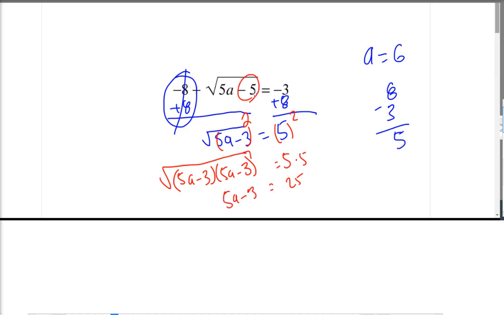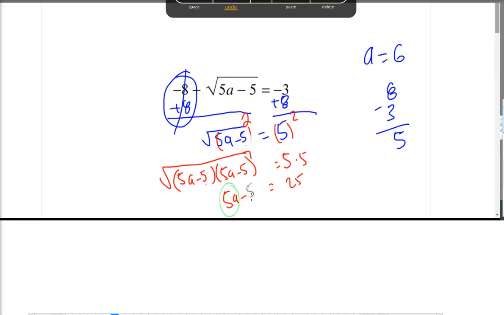It's actually minus 5. Okay, so this is really minus 5. So let me write minus 5. So we didn't multiply 5 minus 3. We multiply 5a minus 5. I don't know where I got that 3 from. All right, so when you multiply 5a minus 5 times 5a minus 5, you get 5a minus 5. Okay.